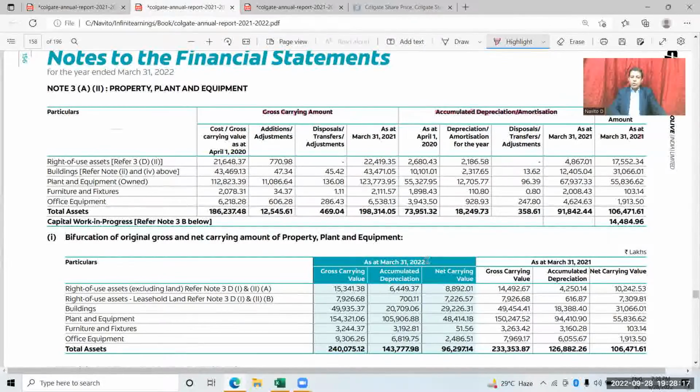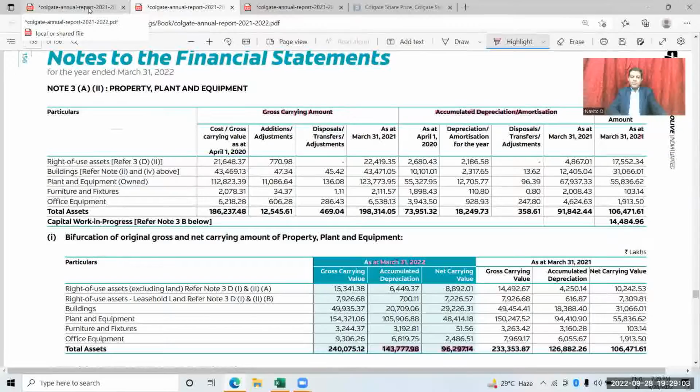Then finally, in 2022, we see the net carrying value. This is the value which the assets hold as of 2022, that is 96297.14. 143,777.98. This was the accumulated depreciation over a period of time. It has depreciated, and hence this is the total value which has depreciated. So hopefully within a couple of years, the net carrying value will be zero for Colgate Palmolive. Let's see in our subsequent years later on.